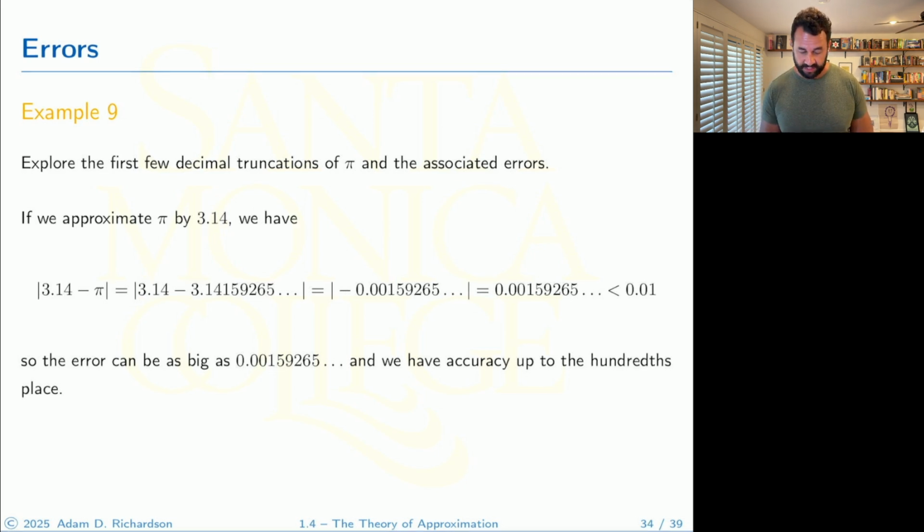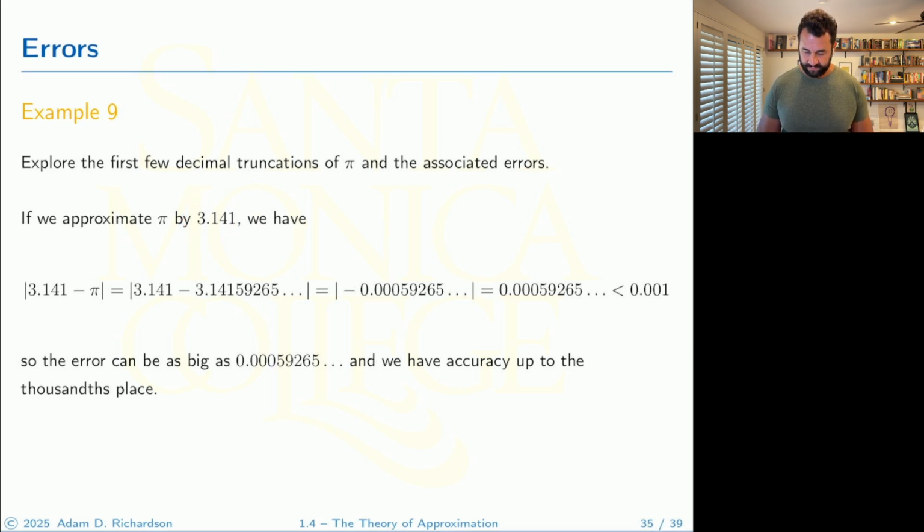Let's do it again. Let's approximate by 3.14. Same deal. Distance between pi and 3.14. Perform this subtraction. You get this. Make it positive, and that number is always less than 1/100th. So this approximation is accurate to the hundredths place. And then you keep going. Here's 3.141. We get accuracy to the thousandths place, because the only difference occurs after that, right? And you could keep going, right? This is the approximation process using a decimal approximation.